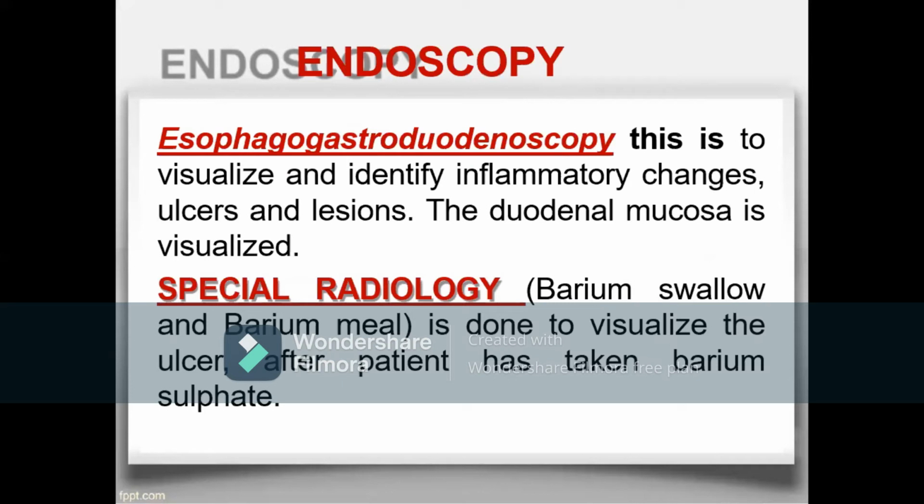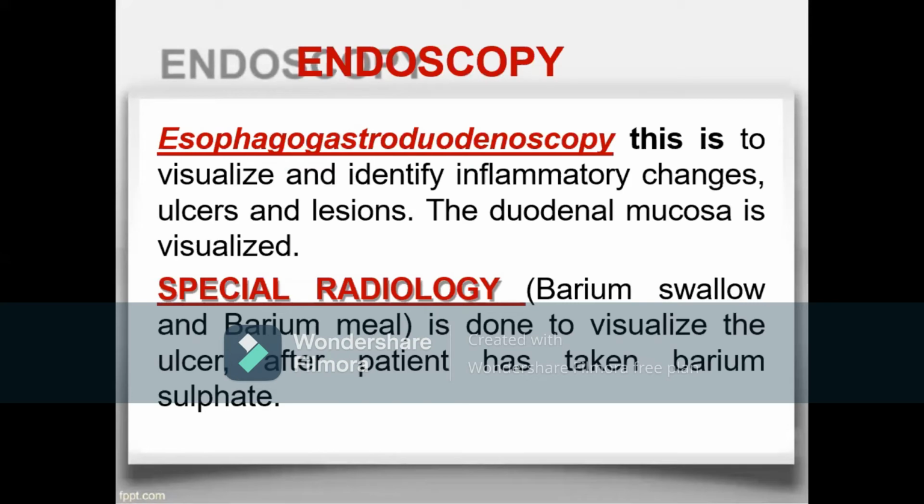Endoscopy, the first endoscopy that can be done, it's an endoscopy which will help a clinician to visualize the esophagus, the stomach, and the duodenum. And therefore, this endoscopy is known as esophagogastroduodenoscopy because it is visualizing 3 portions of the gastrointestinal tract.